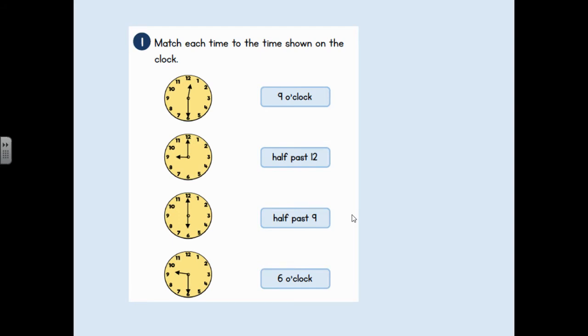Right, this is the first question. So what you've got is the clocks on one side and the time on the other side, and what you need to do is match each time to the time shown on the clock. So draw the lines to match the clock faces to the time over here.